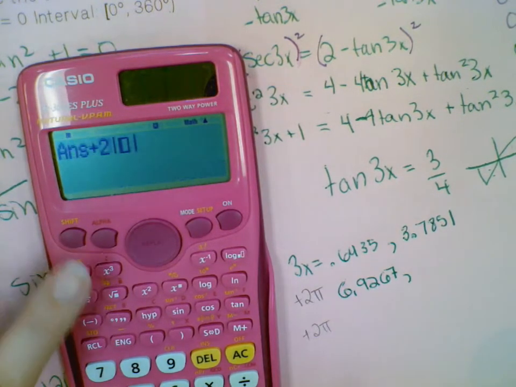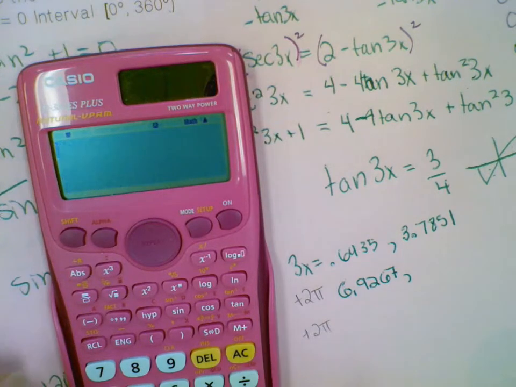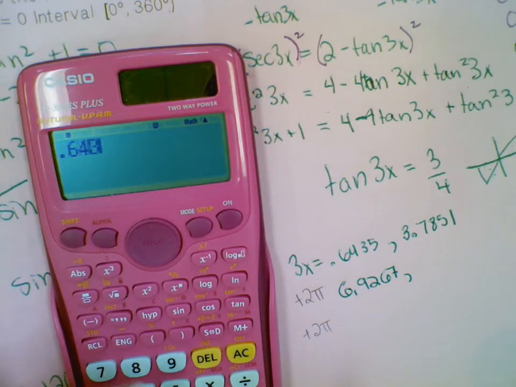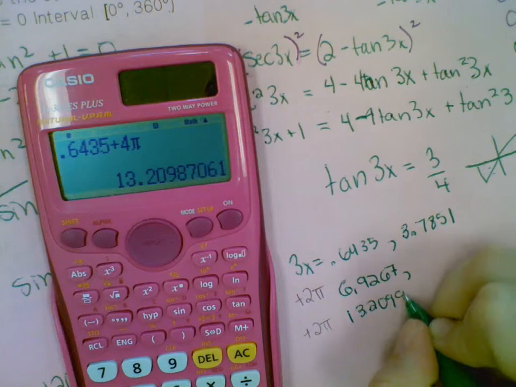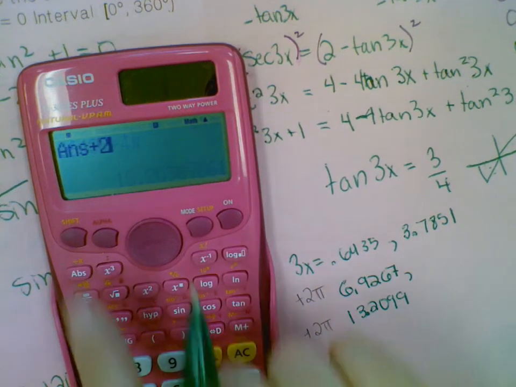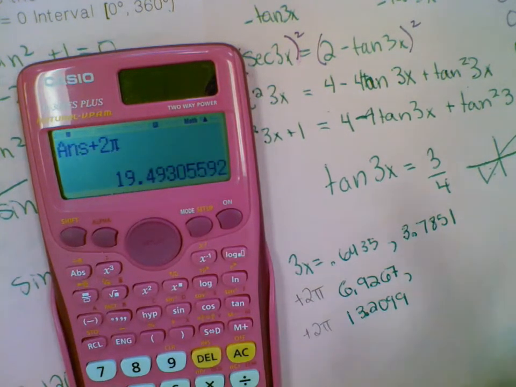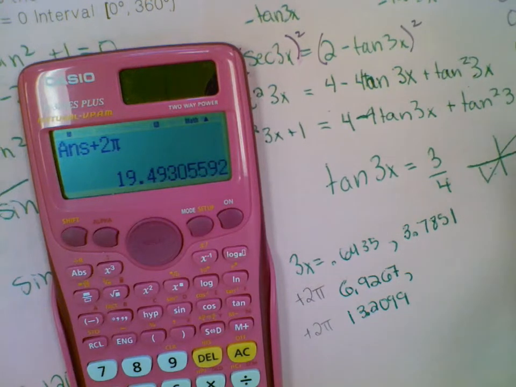So plus 2 pi. Oh, I totally messed that up. 0.6435 plus 2 pi twice, so we would get 13.2099. If I try to add 2 pi again, I get bigger than my interval, so I have to stop.